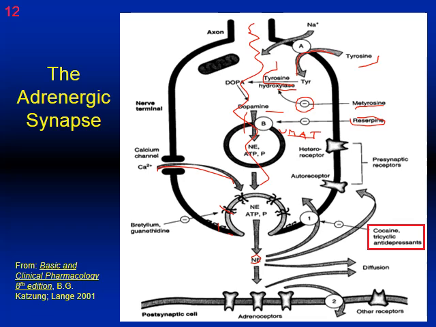So if metyrosine is brought into this system, what happens to levels of norepinephrine? They go down. Now, metyrosine is a drug mostly used experimentally, but can affect release of norepinephrine.